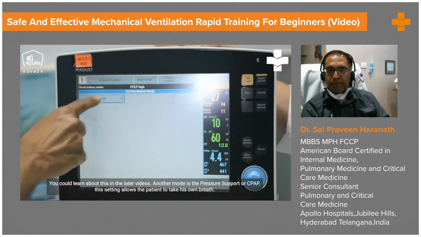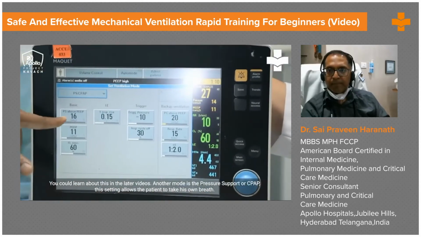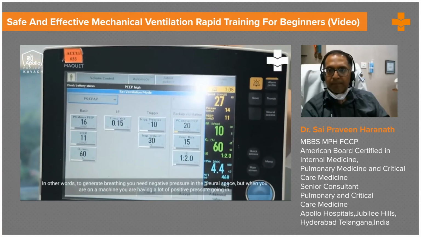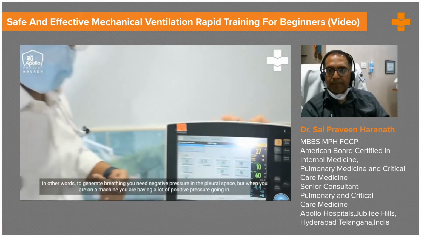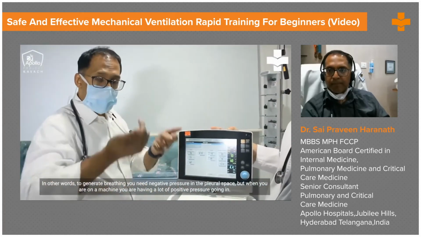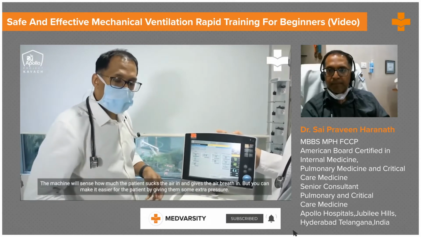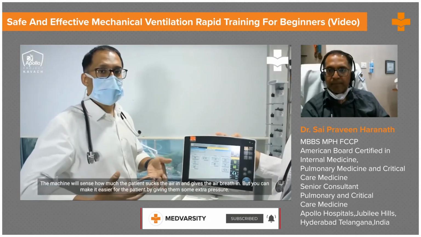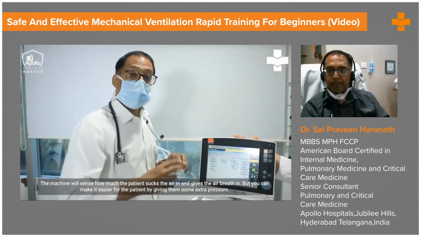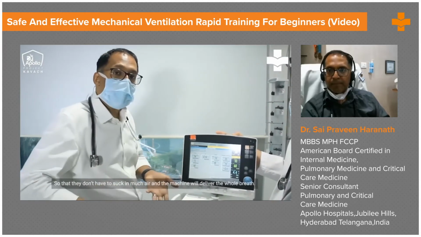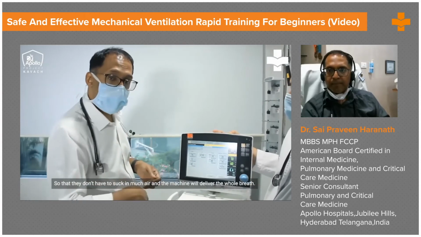Briefly, there's something called pressure support or CPAP. This is where the machine helps the person take his own breath. In other words, to generate a breath, you need a negative pressure in the pleural space, but when you're on a machine, you're having a lot of positive pressure going in. The machine will sense how much the patient sucks the air in and give the breath in. But you can make it easier for the patient by giving them some extra pressure so they don't have to suck in much air. The machine will deliver the whole breath.